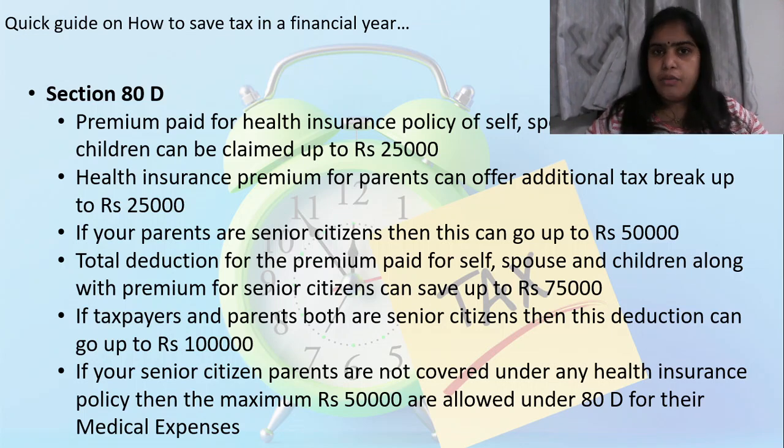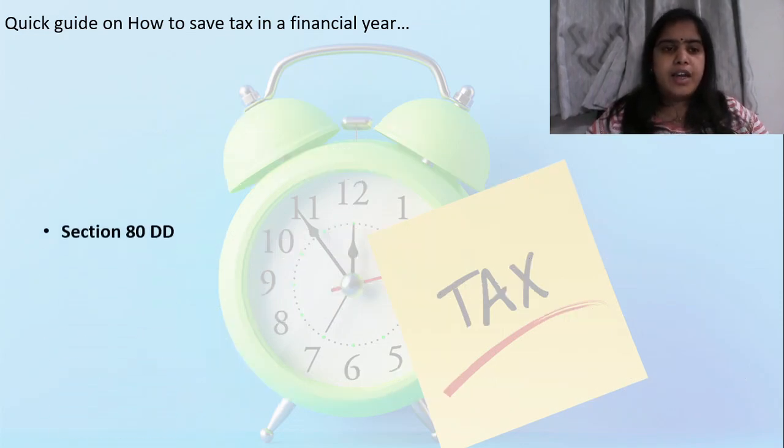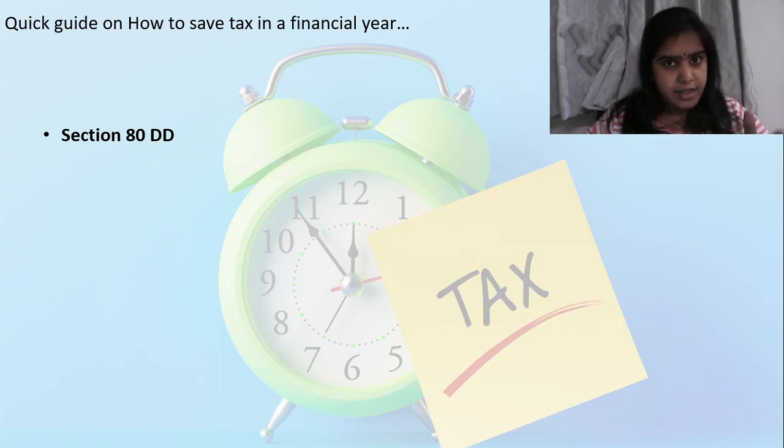So this is also there. If there is no health insurance policy for our parents, then for their medical expenses up to 50,000 we can claim, and it is deductible from our gross income. Then 80DD, the earlier was 80D and this is 80DD.